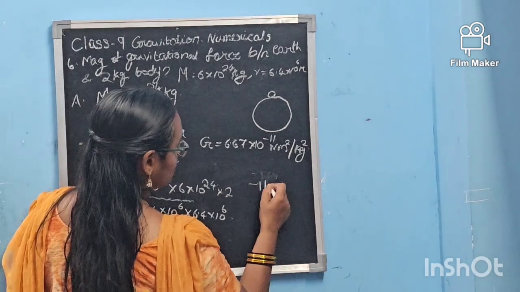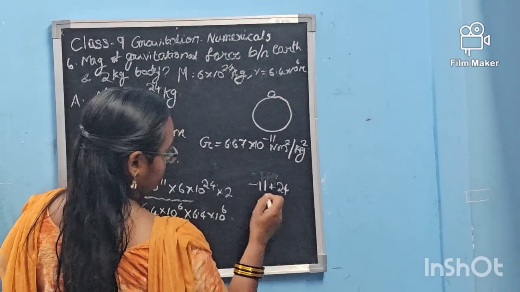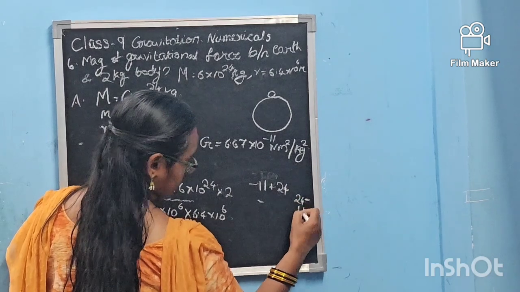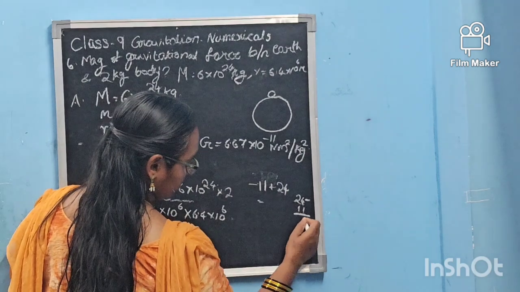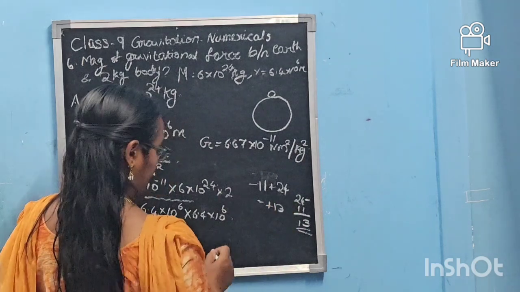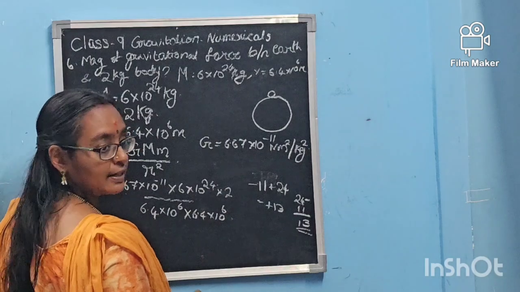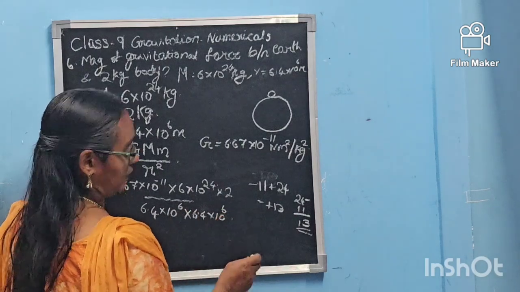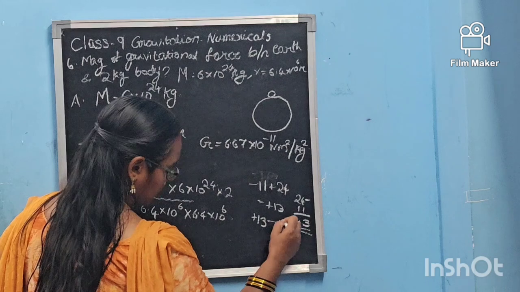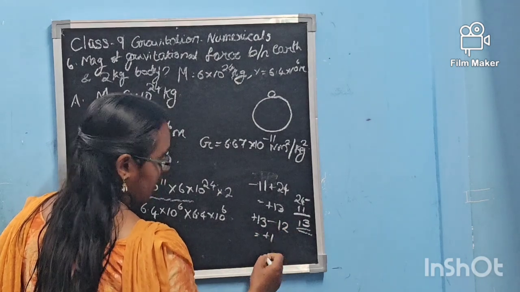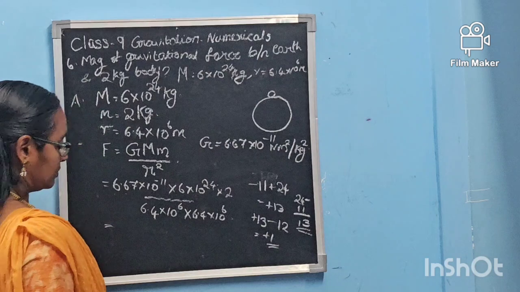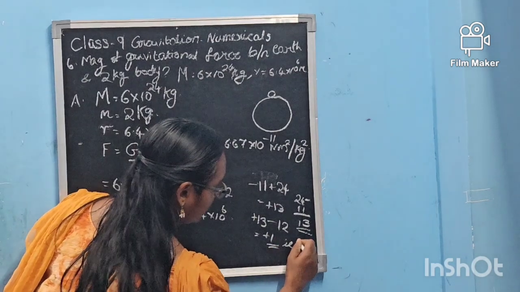Minus 11 plus 24 will be what? 24 minus 11 is the answer, plus 13. So plus 13 is in the numerator and 12 is in the denominator, 6 plus 6 is 12. So plus 13 minus 12 is what? Plus 1. That is 10 raised to 1.